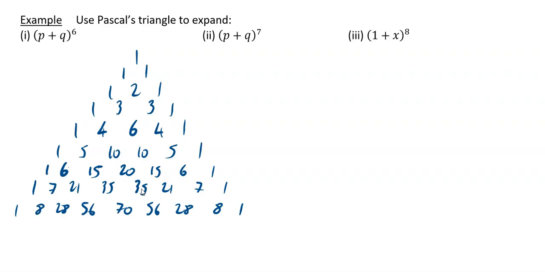Now just imagine, folks, how difficult that would have been to multiply out. For example, 1 plus x to the power of 8, to try and get all of these coefficients and not make a mistake. It would be very, very difficult to do that.